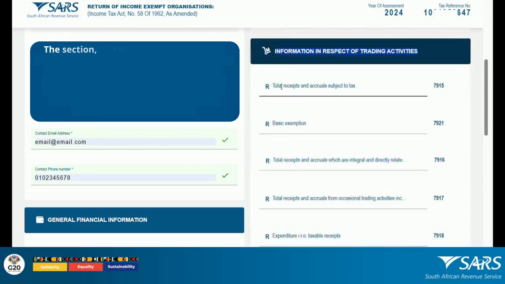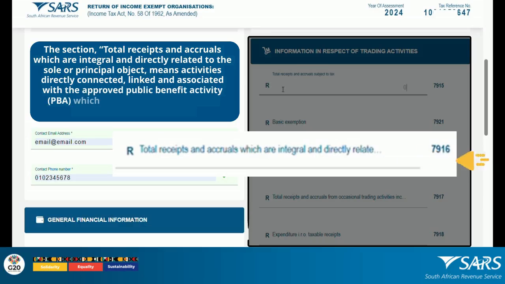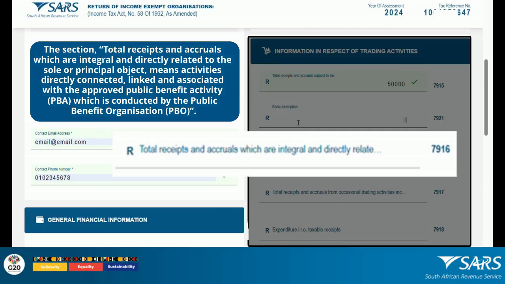The section Total Receipts and Accruals, which are integral and directly related to the sole or principal object, means activities directly connected, linked, and associated with the approved public benefit activity which is conducted by the public benefit organization.